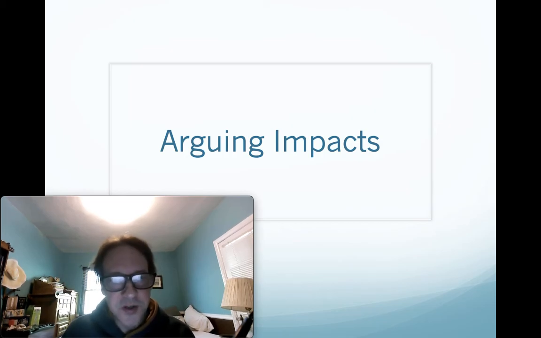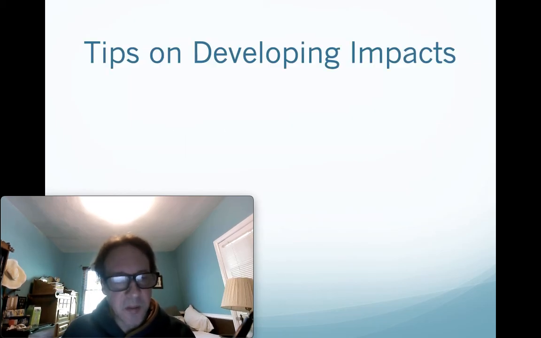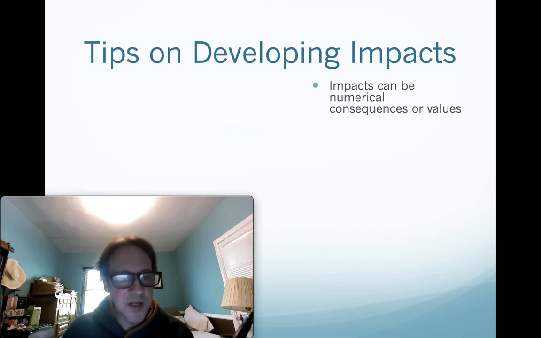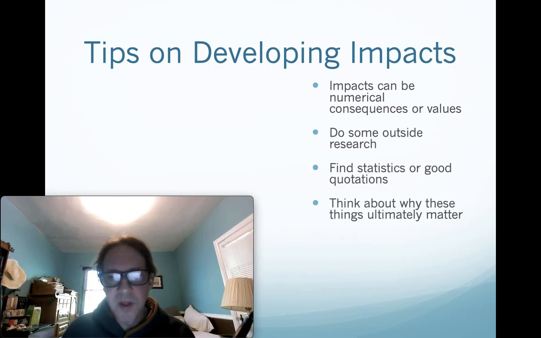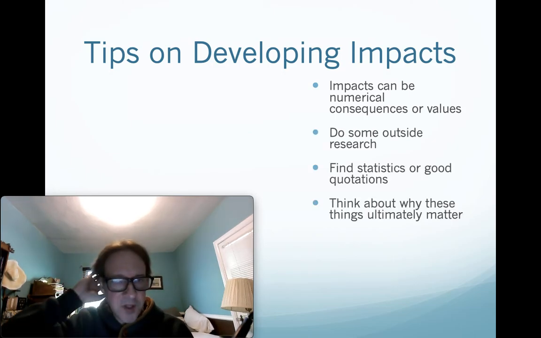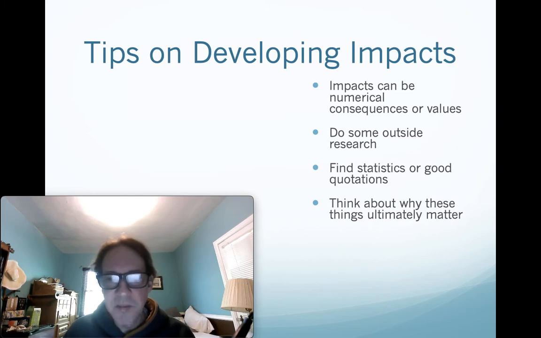An important thing you can do in the rebuttal is argue the impacts too, that our impacts to our advantage or disadvantage are larger. Again, I mentioned this in the last slide, but you can have numerical impacts, like how many people die of heart disease, or you can have values, right? Freedom is our most important value. And you might have to do a little bit of outside research to find a statistic or a good quote on some of these impacts.